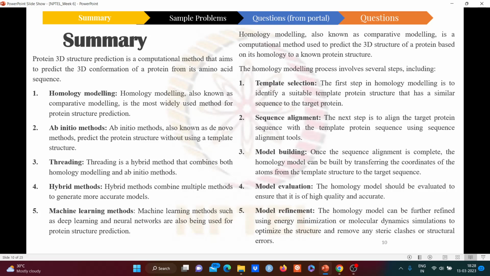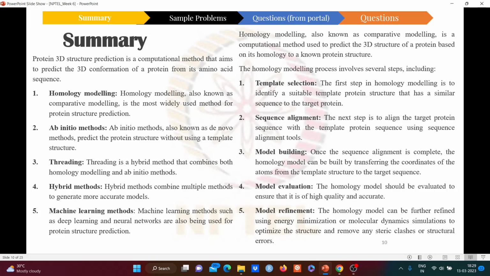So this method relies on the assumption that protein structures are more conserved than their sequences, and therefore two proteins with similar sequences are likely to have similar structures. Homology modeling can be a powerful tool for studying protein structure, function, designing drugs, and predicting the effect of mutations. So we'll start with the steps involved in homology modeling.